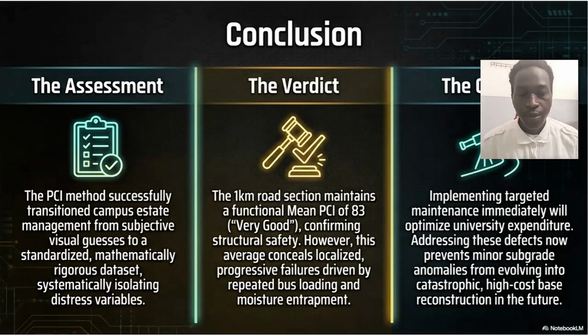In conclusion, the PCI study was done successfully. The average PCI value is 83 and the road is in very good condition. There was small damage found on the road, such as cracks, but it will not affect the road. And we learned that maintenance is important because it can make the road safe and stable for the long term.